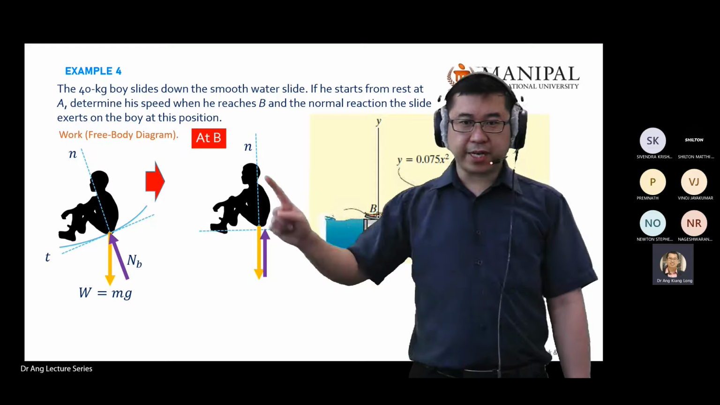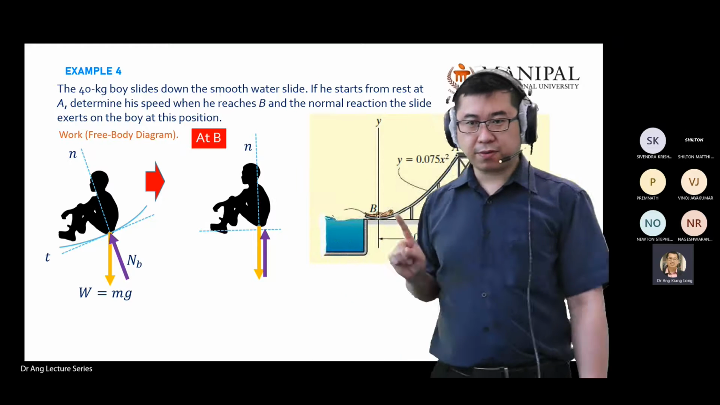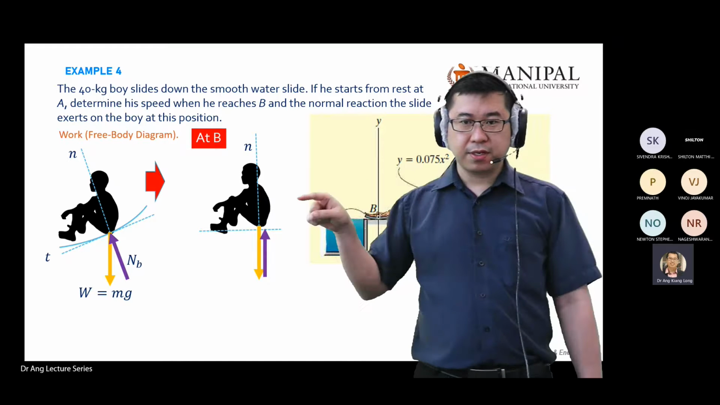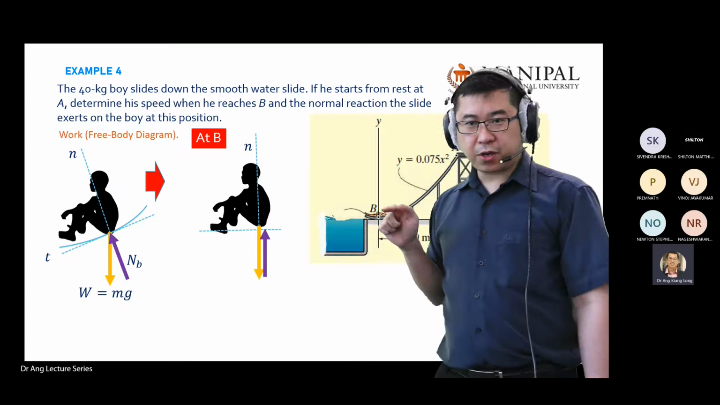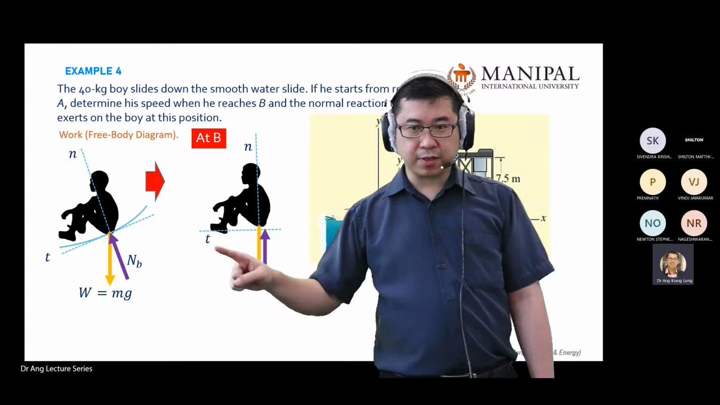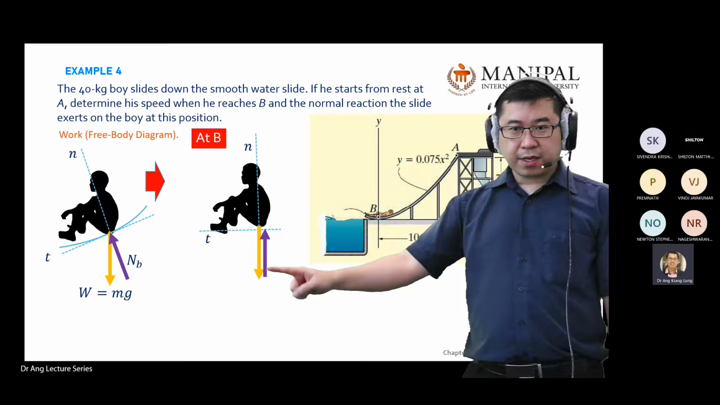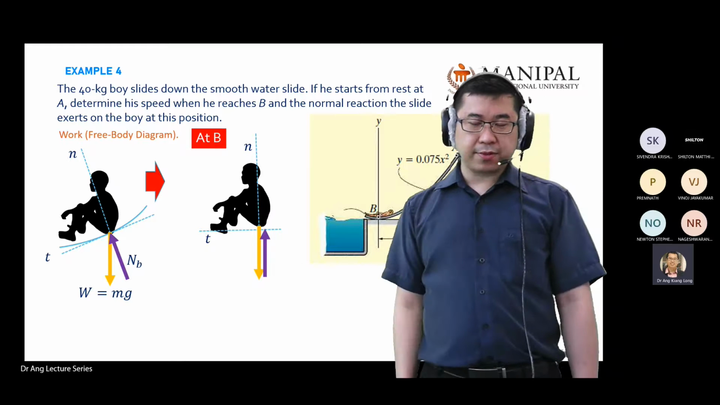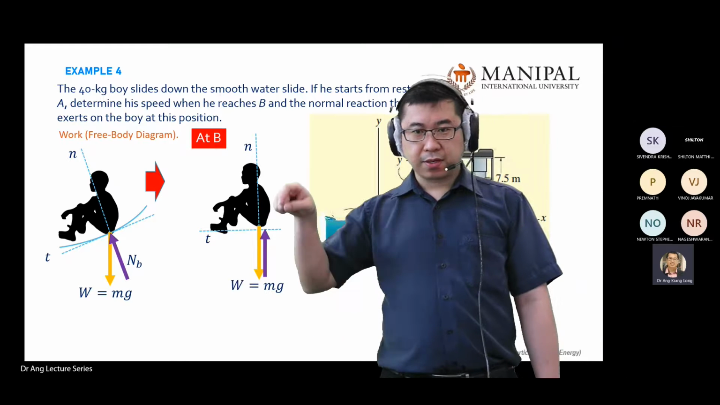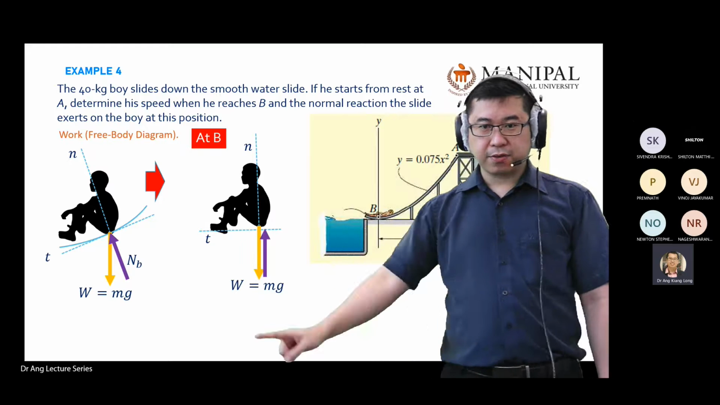So you have the normal, again pointing to the center of the circle, the center of curvature. Where is the direction this boy goes? To the left. So this is the tangent. And the weight is still pointing down. Weight is always pointing down from the center of gravity.